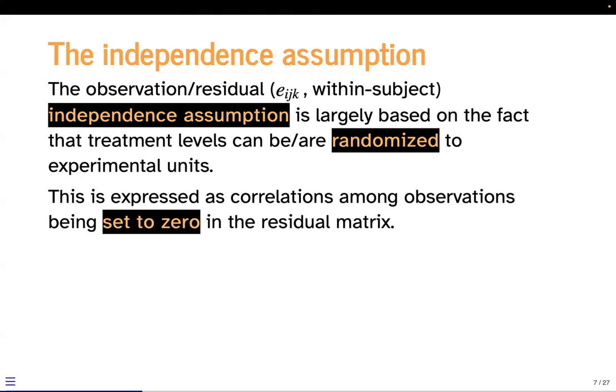So the assumption of independence is basically in the model, and we do not see this behind the scenes, as it is in a matrix format. But when the model is being trained, it is basically setting to zero the correlation between any two observations. Because if they're independent, they should not be correlated. And that assumption is based on randomization.